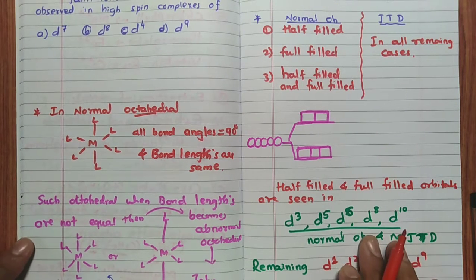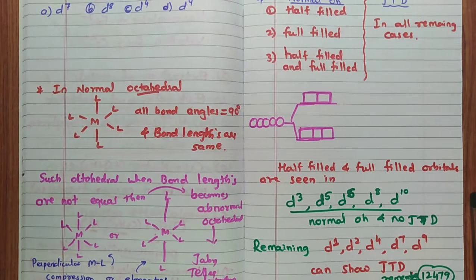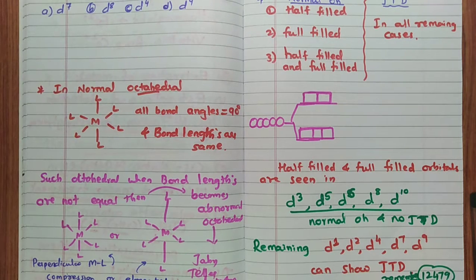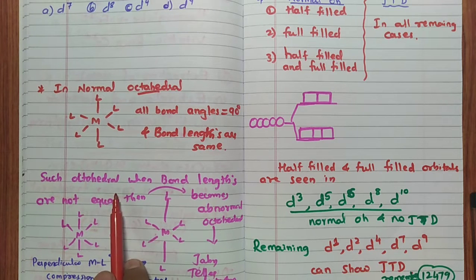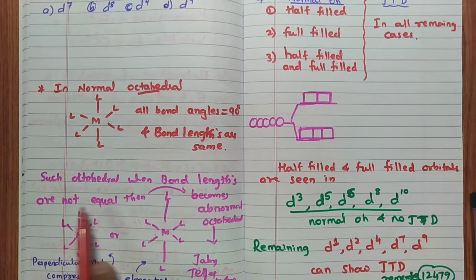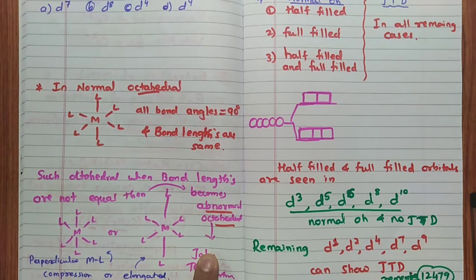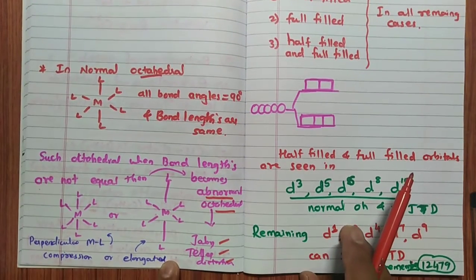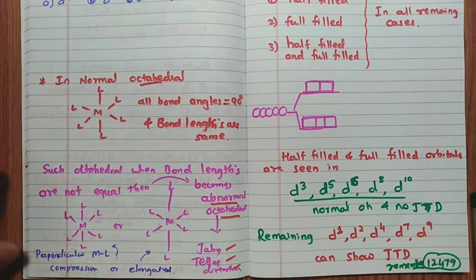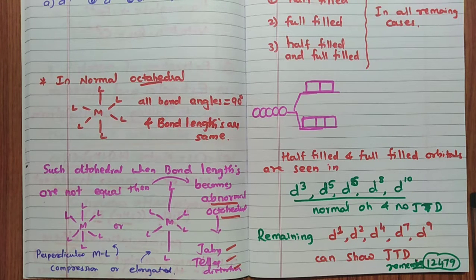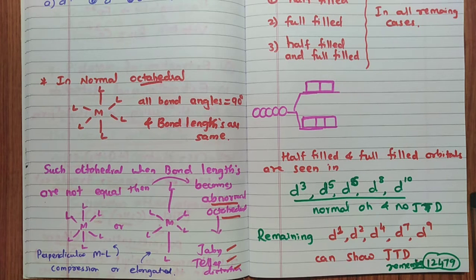Now what happens is, Jahn-Teller observed that in some octahedral complexes, the bond lengths which are all equal become unequal. The bond lengths will not be equal, and then it becomes an abnormal octahedral. Remember, abnormal octahedral, that is called Jahn-Teller distortion. So in simple language: in a normal octahedral, all bond lengths are equal and bond angles are the same; in Jahn-Teller distortion, there is a difference in the bond lengths.